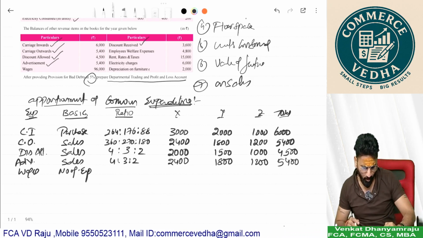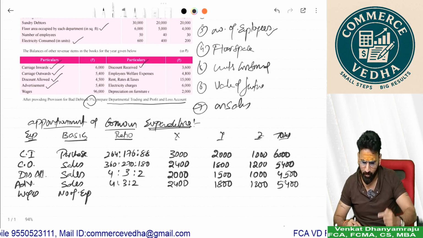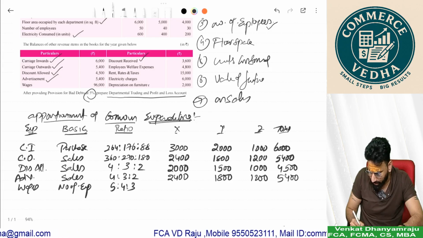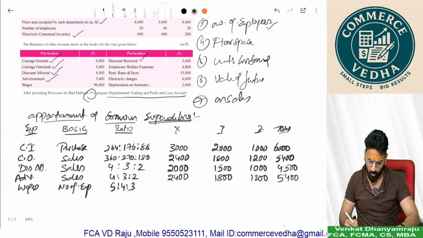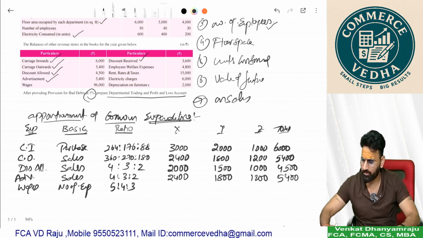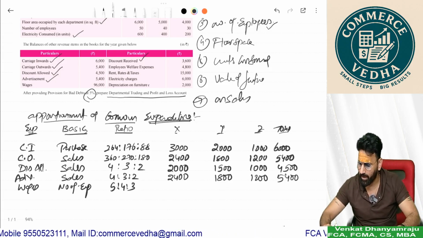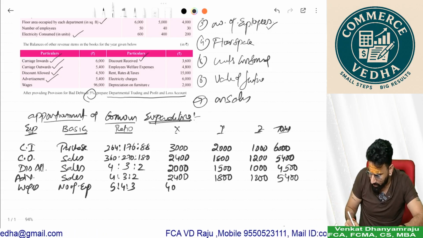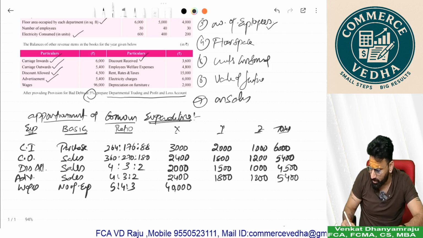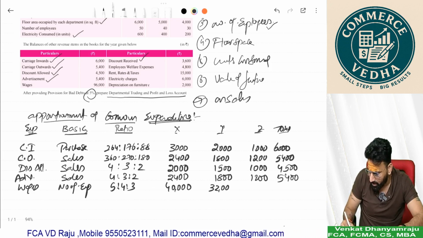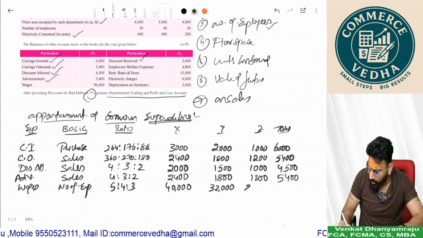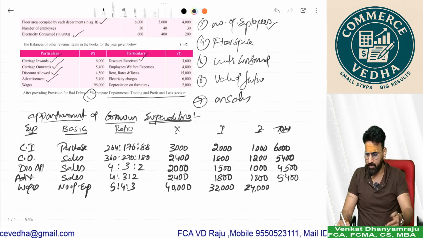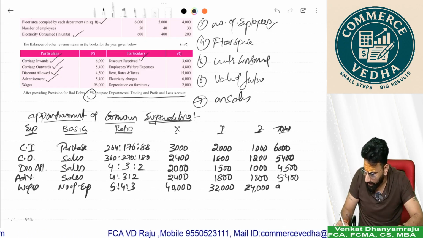How many number of employees in your organization? 50, 40, 30. So the ratio is 5 is to 4 is to 3. 12. So how much is total wages? 96,000. 96,000 by 12, 8,000. 8,000 into 5, 40,000. 8,000 into 4, 32,000. 8,000 into 3, 24,000. 24 plus 32, 56 plus 40, 96,000.